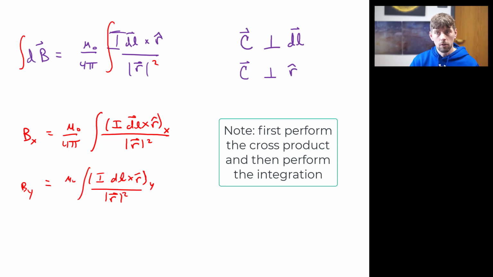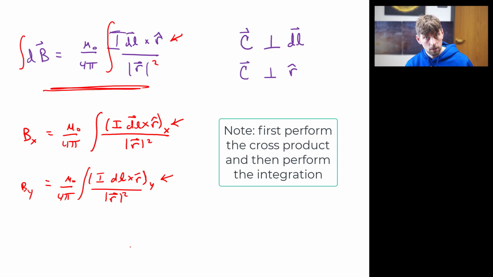So you don't have to do anything fancy. What this simply means is that you have to do 3 integrations rather than 1. The fact that you have a vector means that you have to do the x component integration, you have to do an integration to find the y component, you have to do an integration to find the z component.